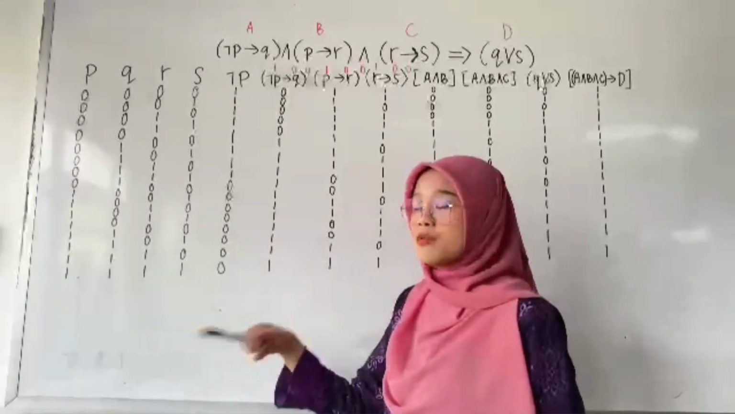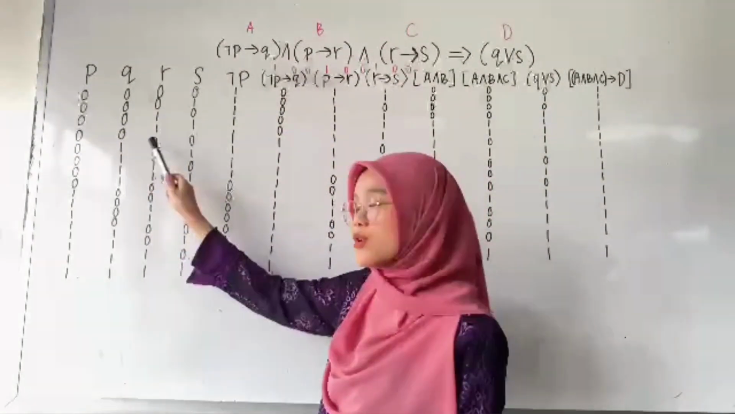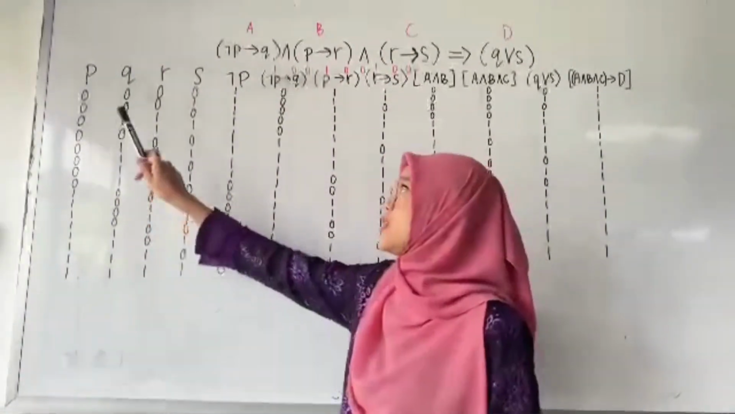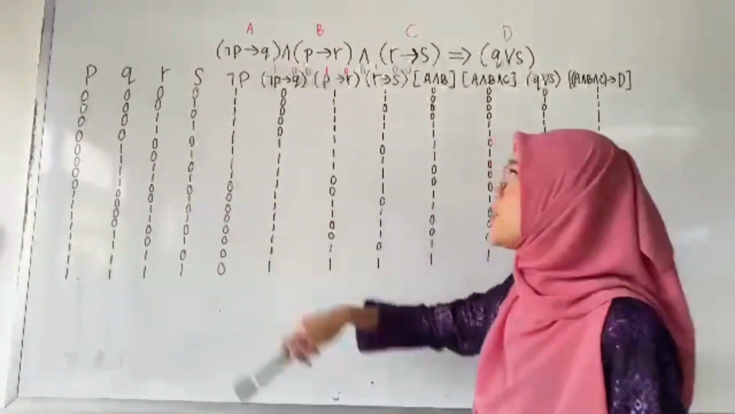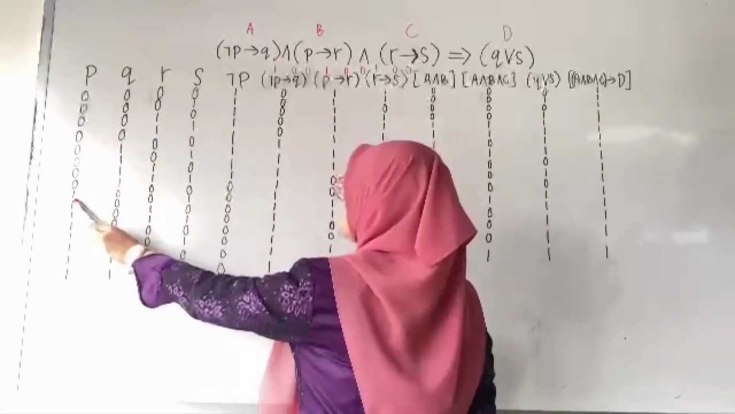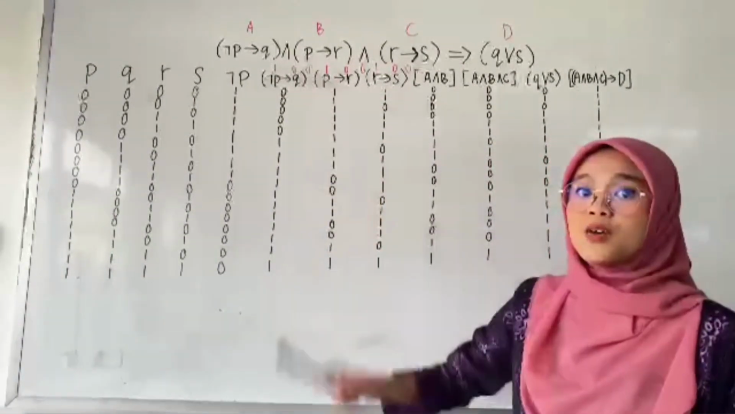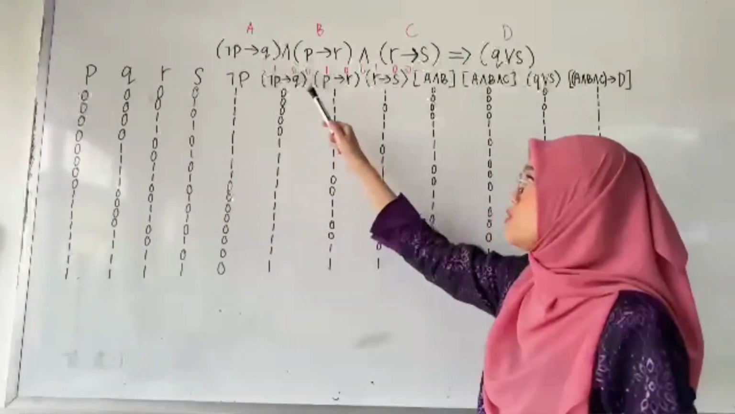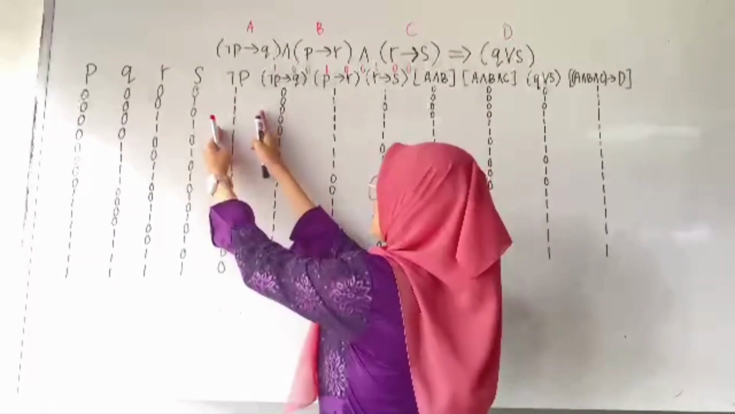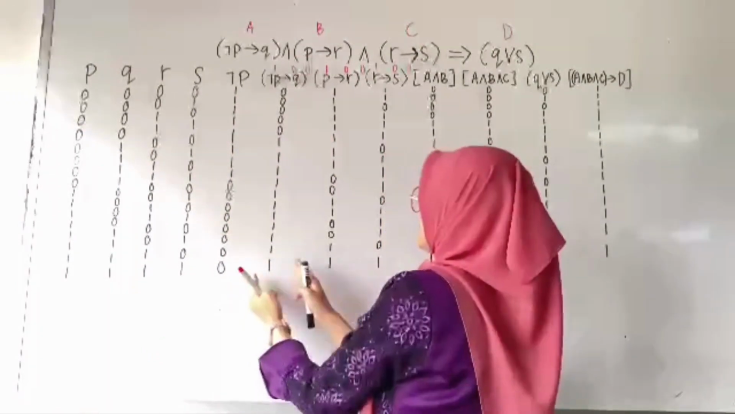We start with the first columns: 8 true and 8 false, 4 true and 4 false, 2 true and 2 false, and 1 true and 1 false, for the columns P, Q, R, and S. Moving on to the negation of P, we negate the P here, so this is the answer. Then for not P implies Q, if not P is true and Q is false, it will be false. We look at the not P column and the Q column, and we get the answer here.